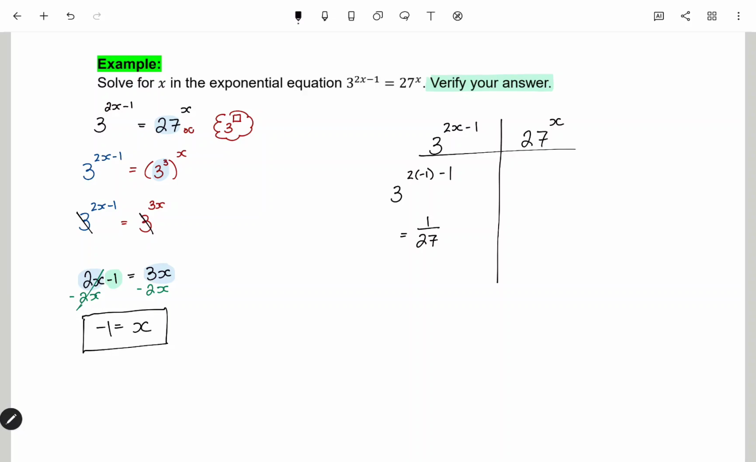All right, so I'm done with the left side. Now I'm going to go to the right side. So again, I'm going to replace that x with the -1 that we found. Well, with a negative exponent, in order to turn it positive, or if we put it into our calculator, we get 1 over 27. So because our left-hand side is equal to our right-hand side, we know that our answer is correct.